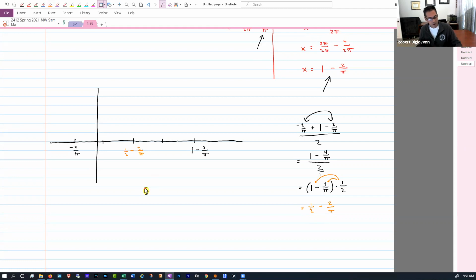Now, I'm not going to show you the other ones. I'm just going to put what they are. This one would be 1/4 minus 2 over pi, and this one would be 3/4 minus 2 over pi.